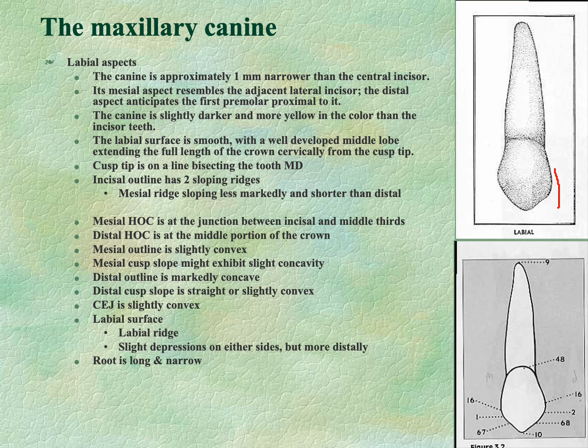The labial surface is smooth, with a well-developed middle lobe extending the full length of the crown, from the cervix to the cusp tip, which we call, and we'll see later, a buccal ridge. The cusp tip is on a line with the bisecting line of the tooth mesodistally, which means that it's in the center.